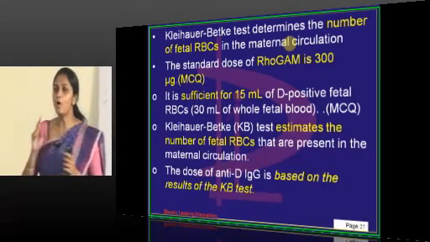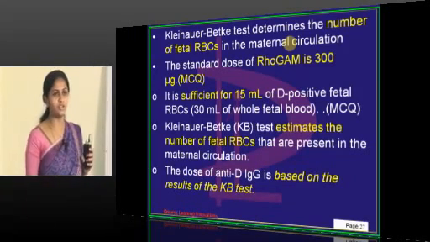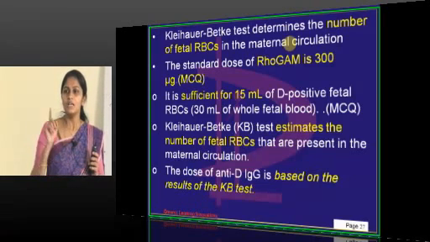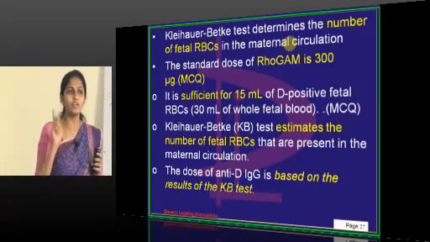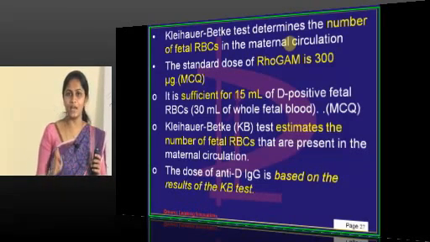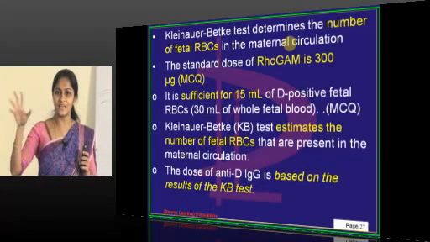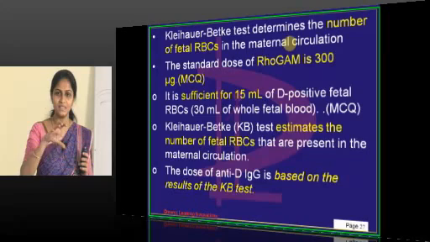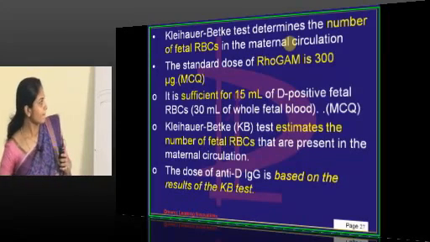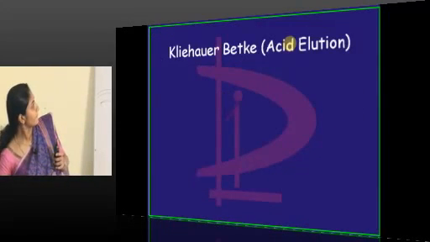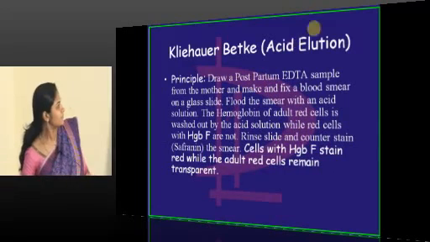Is it clear? An important point in this whole procedure you need to remember is that it is otherwise called the acid elution test. So the fetal hemoglobin is resistant. They are going to be seen. Adult cells are going to get lysed, I mean, they are going to get stained differently. But what we are going to see is fetal RBCs. Clear?